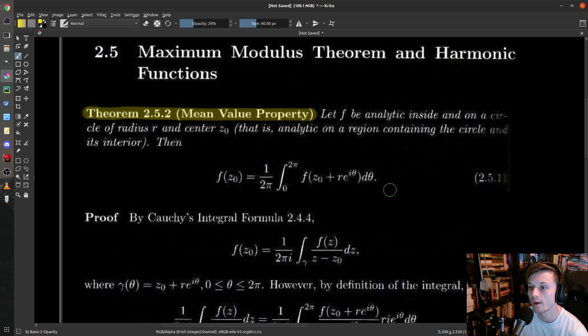One way to say this a little more precisely, by picking a specific curve, would be to grab a circle of radius r about a given point. We can directly compute using Cauchy's integral formula and find that f of z naught is 1 over 2 pi times the integral from 0 to 2 pi of f of z naught plus r e to the i theta d theta. That just means integrate the function around the circle of radius r centered at z naught.